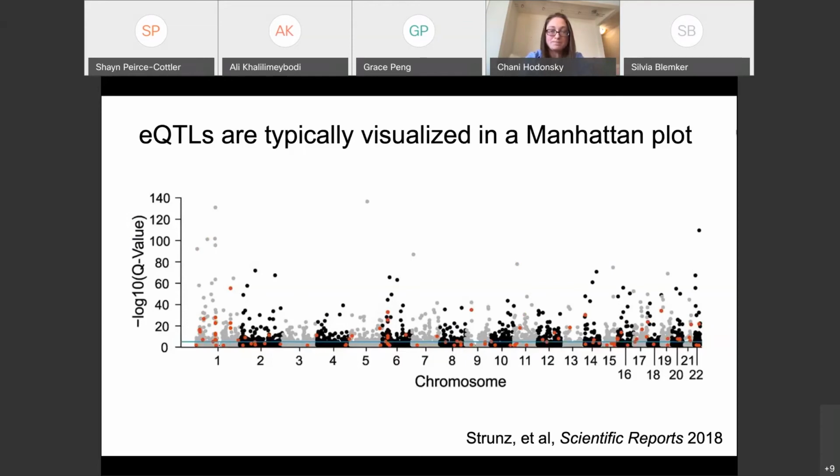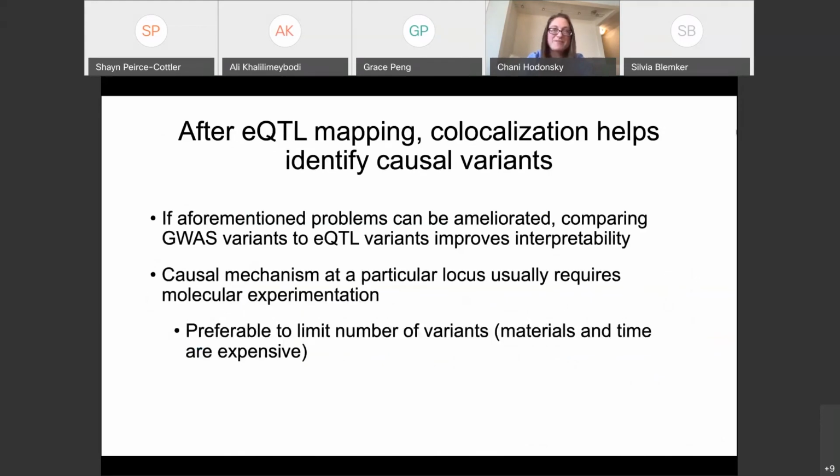The statistical significance line is shown in blue here, and this report by Struntz et al. in liver was actually a mega-analysis of 588 people. I will let the audience guess what ancestries were represented in that group. It was Europeans only.